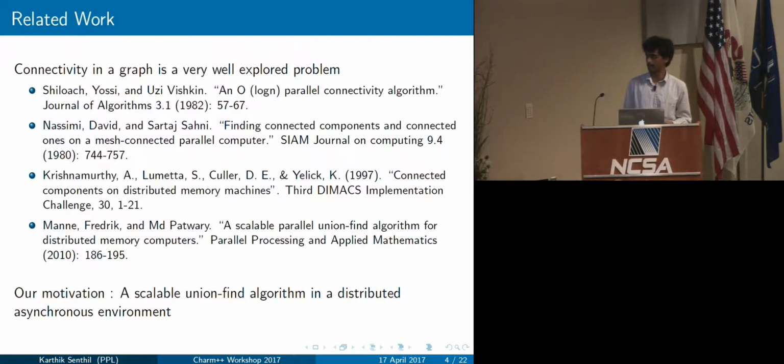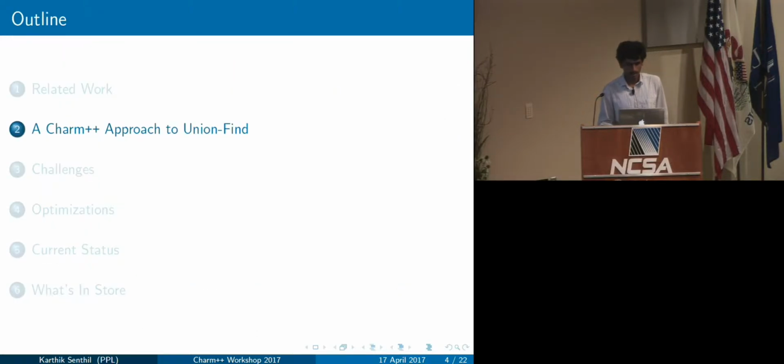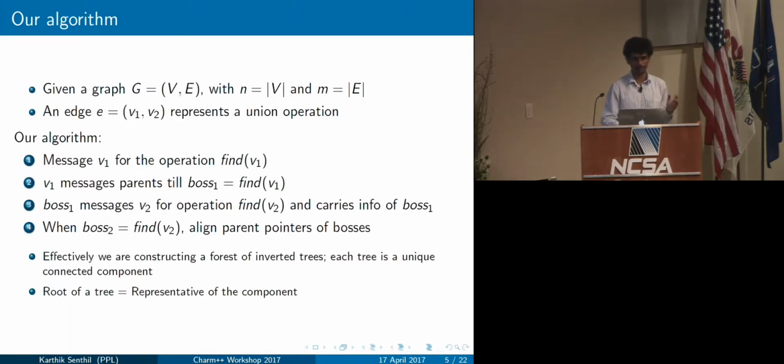One of the more recent works is by Professor Manne, where he develops a scalable parallel union find algorithm for distributed memory, where they optimize specifically the find operations. What we did notice was that most of the recent work and optimizations were targeting shared memory architectures, which were not very scalable for very large scale graphs on a distributed machine. So our primary motivation is to develop a generic, highly scalable union find algorithm for a distributed asynchronous environment. By highly scalable, we are talking about graphs that scale beyond the hundreds and thousands of nodes of a machine like Blue Waters. So what is the Charm++ approach to solving the union find problem?